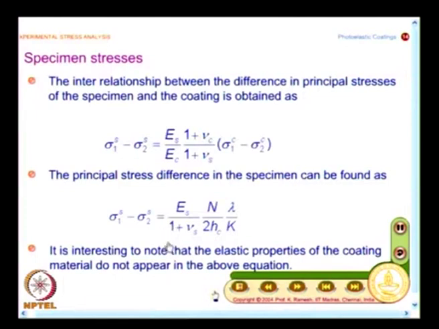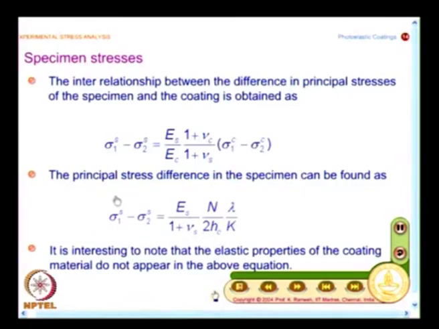And another point of interest here is, if you look at this expression, the elastic properties of the coating do not appear in the above equation. That is one general observation.